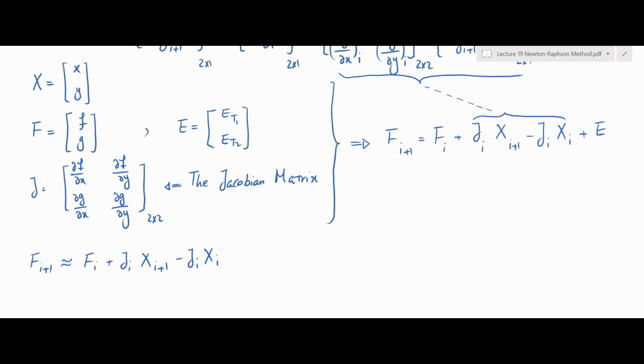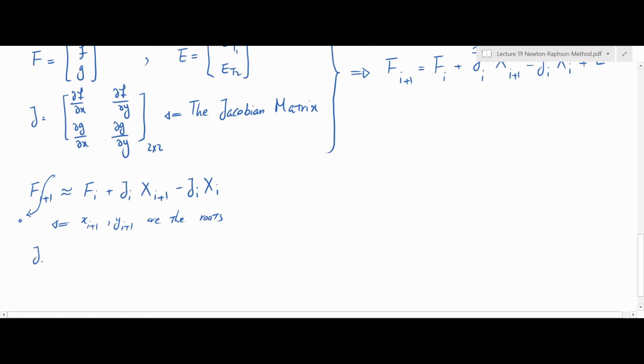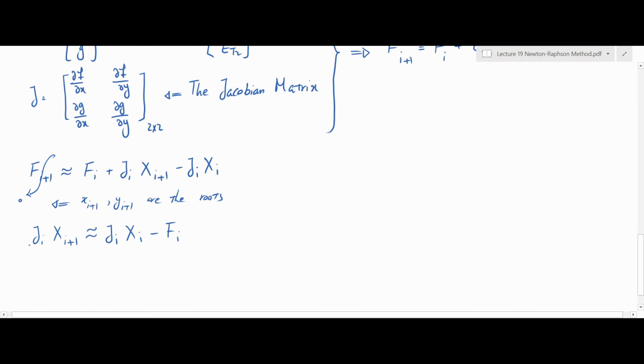So the left hand side of the equation is 0, and the reason is x i+1 and y i+1 are the roots. So if I rearrange this, I can write J at i times X i+1 is approximately equal to J at i times X at i minus capital F at i. And in the next step, I multiply the two sides of the approximation by the inverse of J i.